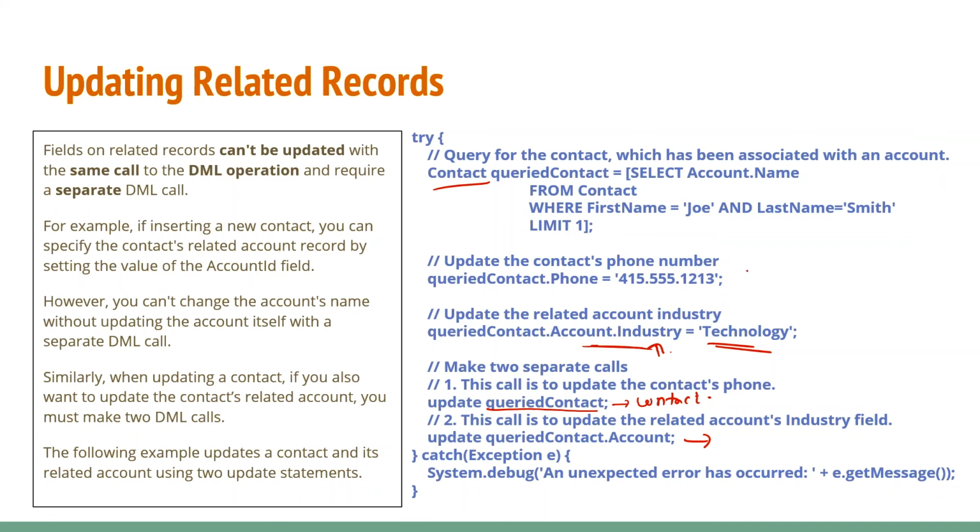So what we have queried in this particular thing, there will be an account to this from where we are getting this particular thing, account dot name. So that's why queried contact dot account, then the related list will be updated, or the related account's industry field will be updated. If there is any exception in the try block, then it will fall into this catch and we will get this exception.